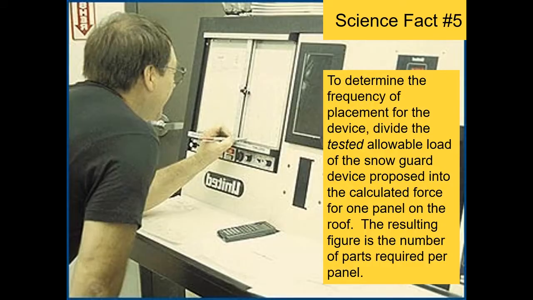right? And to determine the frequency of placement for the snow guard, divide the tested allowable load of the snow guard device proposed into the calculated force for one panel, the number we just calculated. The resulting figure is the number of parts required per panel. Now, there's one thing missing from that. Anybody? Thank you. Factor of safety.